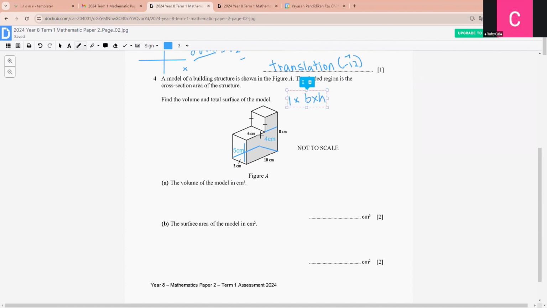So the base here is 3 cm. And you multiply it by the height, which is also 3 cm. And then you multiply it by the width, like the breadth, which is 4 cm. And the answer is 36.